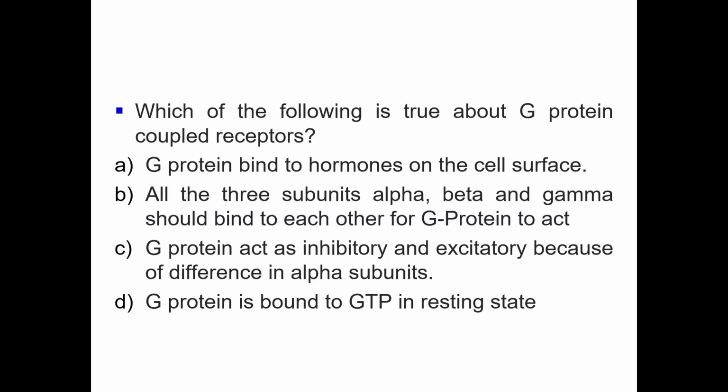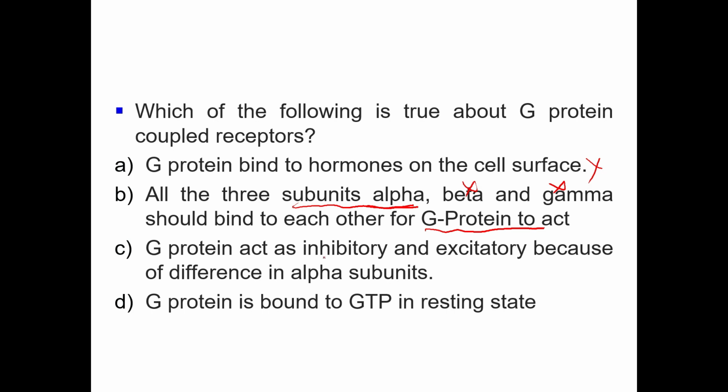Now move to the second question. Which of the following is true about G protein coupled receptor? G protein binds to hormone on the cell surface. You have already seen that it does not bind, it is totally on the other side. Then, all the three subunits alpha, beta and gamma should bind to each other for the G protein to act. That is also wrong, because it is only the alpha subunit that is required for the G protein to act. All the subunits are not required.